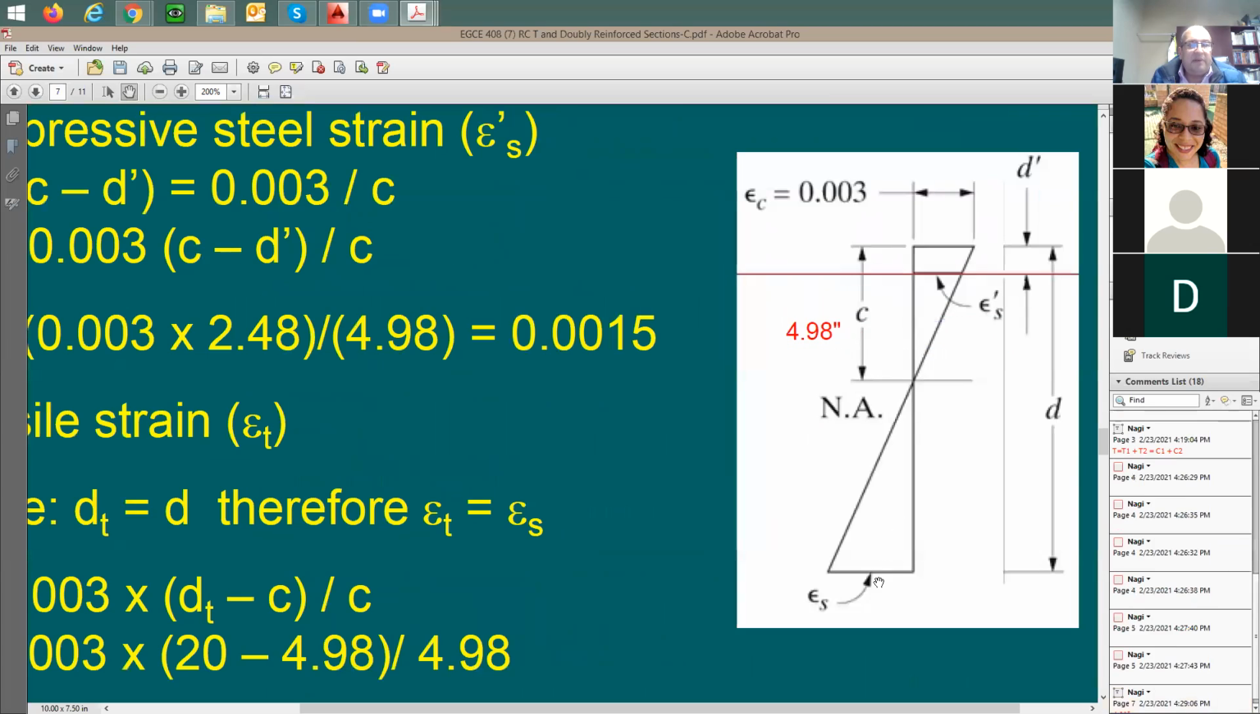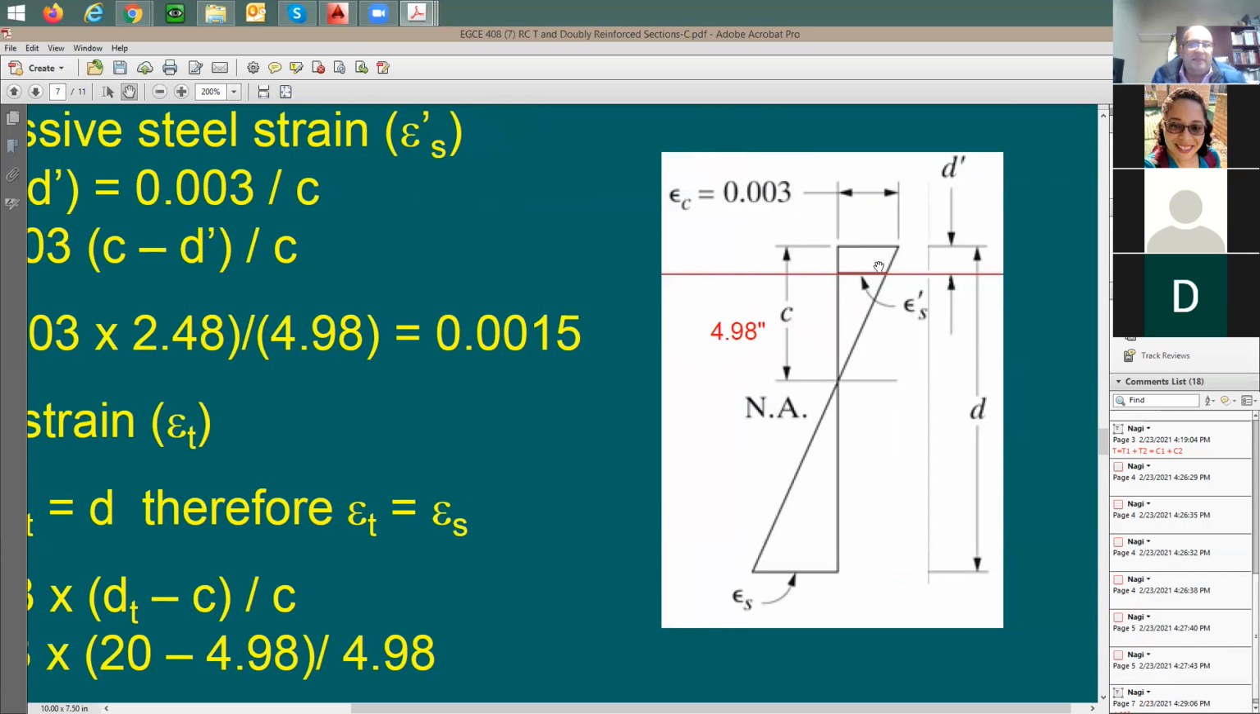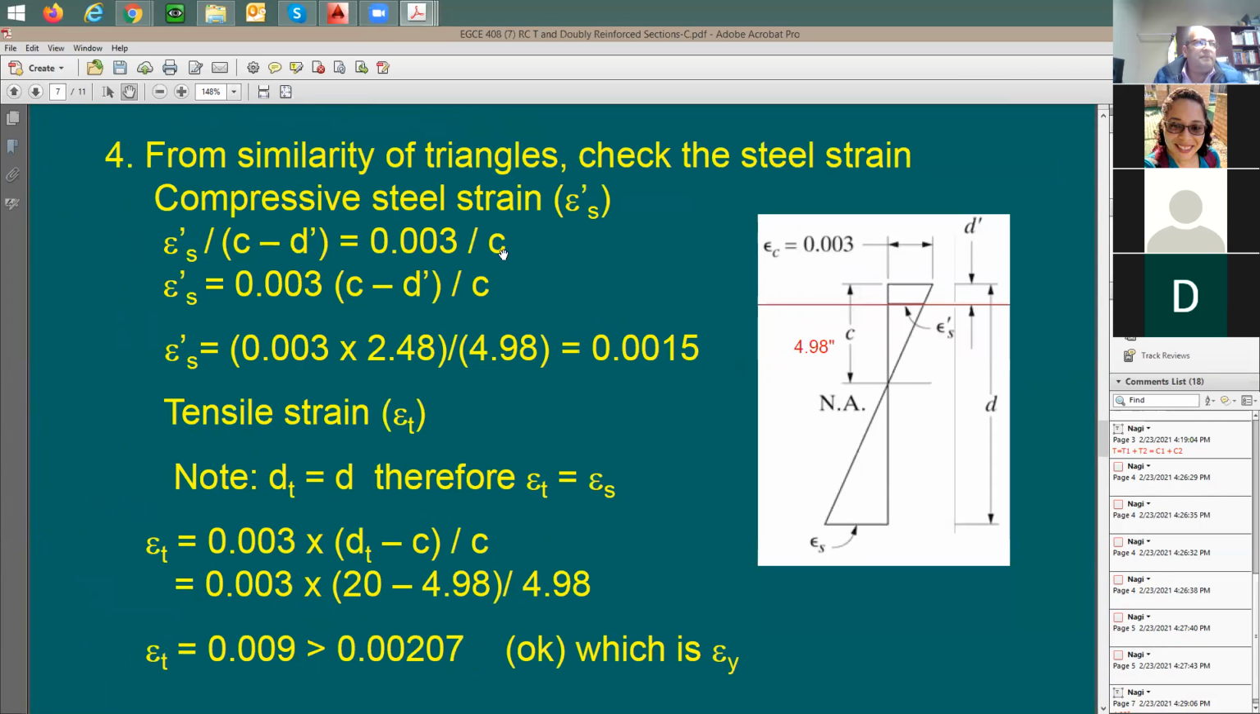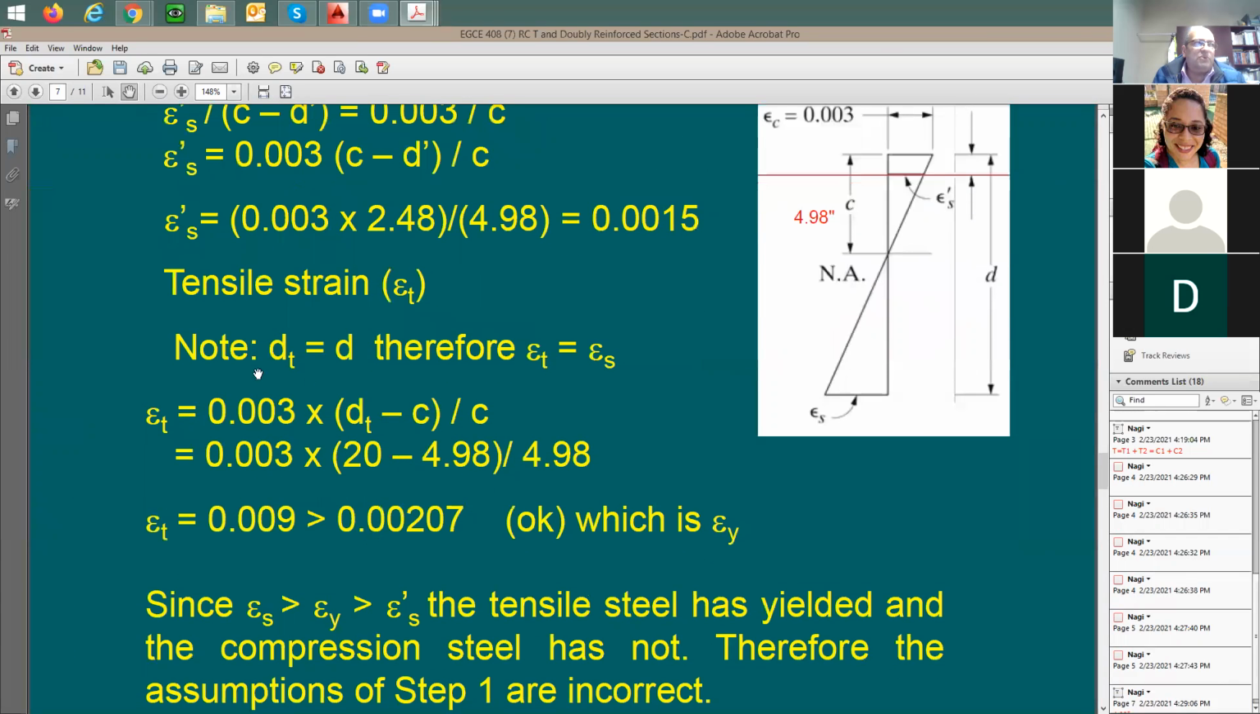How do you find out the strain at the bottom? You say 0.003 divided by 4.98 equals the strain at the bottom divided by D minus C. Okay, it's right here. Same equation we used in the past, which is this one here. I'm trying here to check the strain at the bottom first. So here's the strain at the bottom equation. 0.003 divided by C multiplied by D minus C. And here's the strain at the bottom. The bottom still is yielding. Look at this value here, 0.009. This is a good value. So we're good.